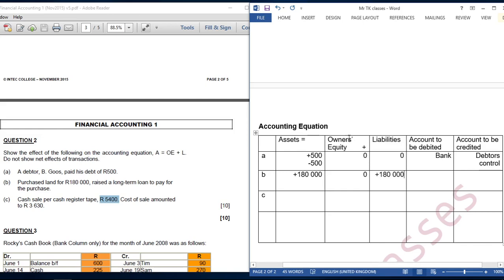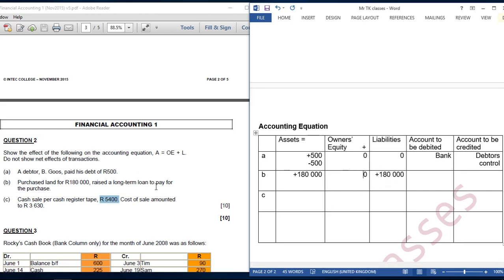So what you have to make sure whenever you are doing the accounting equation is that your assets are always equal to the other side, which is owner's equity plus liability. If you look at the first one, plus 500 minus 500 is 0. So 0 is equal to 0. Then here 180,000 is equal to 180,000 this side.